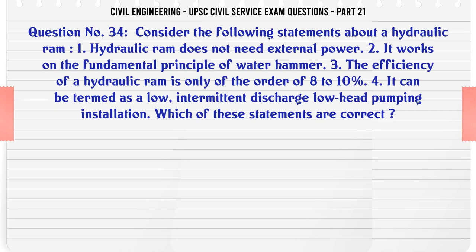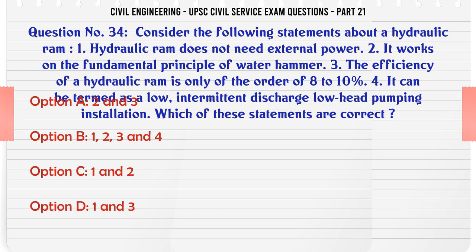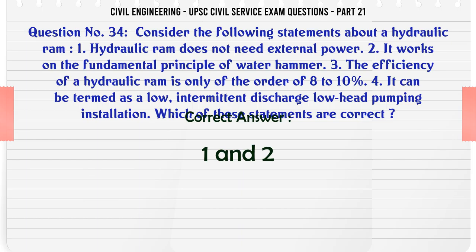Consider the following statements about a hydraulic ram. 1. Hydraulic ram does not need external power. 2. It works on the fundamental principle of water hammer. 3. The efficiency of a hydraulic ram is only of the order of 8 to 10%. 4. It can be termed as a low intermittent discharge low head pumping installation. Which of these statements are correct? A. 2 and 3. B. 1, 2, 3 and 4. C. 1 and 2. D. 1 and 3. The correct answer is 1 and 2.